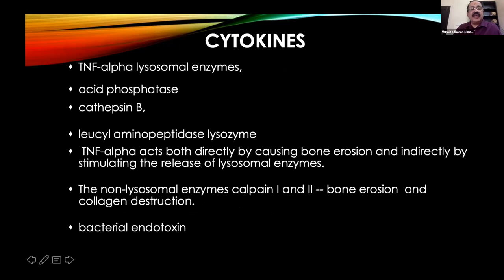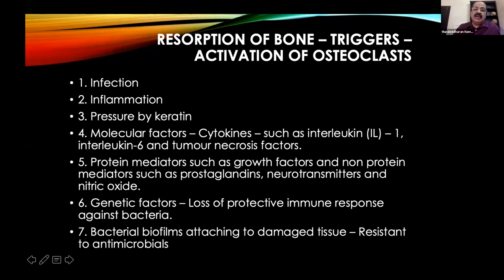These cytokines, especially tumor necrosis factor alpha, and lysosomal enzymes, the acid phosphatase, the cathepsin B, the leucine aminopeptidase, lysozyme, cause bone erosion directly or indirectly by the release of lysosomal enzymes. And non-lysosomal enzymes again cause bone erosion and collagen destruction. And one must not forget the role of endotoxins by bacteria also in the resorption of bone. And the resorption of bone is thought to be due to the pressure by keratin, as we were studying, and the enzymatic activity always promoted by the infection and the inflammation.